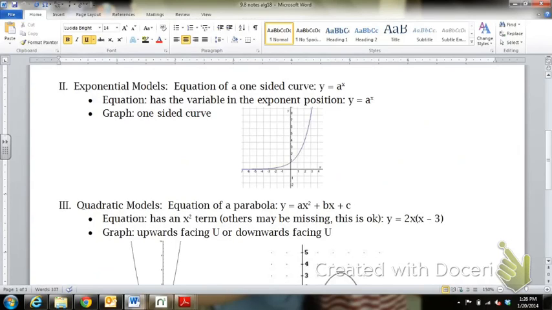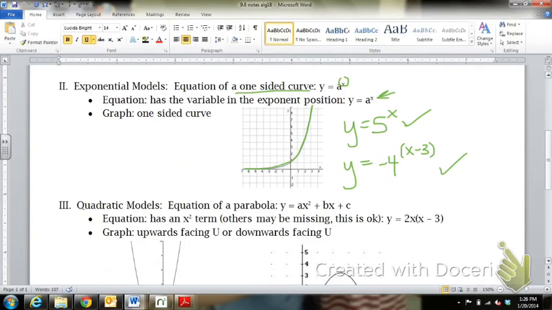Okay, well here's what an exponential model looks like. It's a one-sided curve. Notice that this curve here in the picture only goes up on one side. So that's what an exponential model looks like. In the equation, the x is in the exponent, and that's why it's called exponential. So if I had, where a is just a number, like 5 to the x, that's exponential. I could even say negative 4 to the x minus 3, that's also exponential.